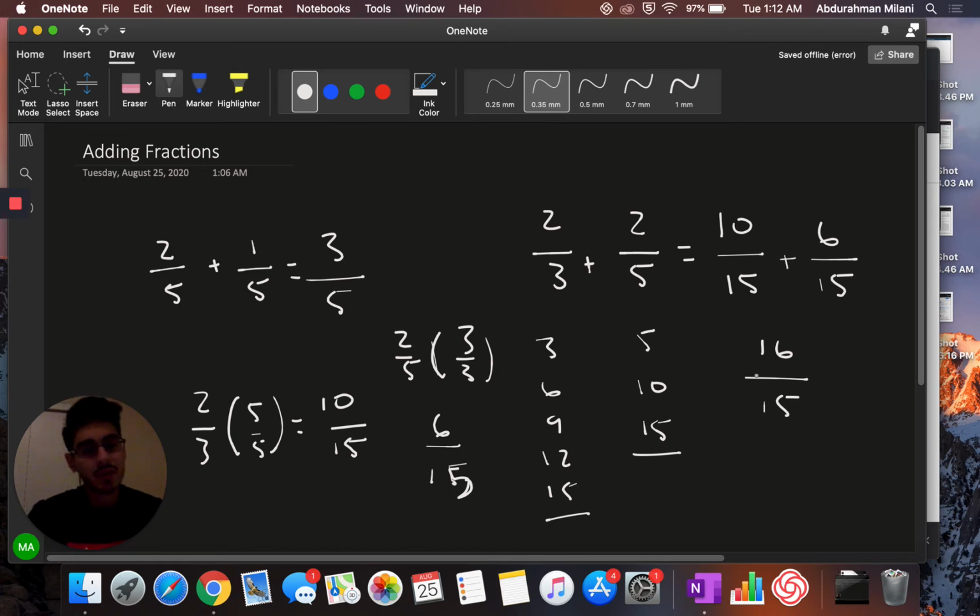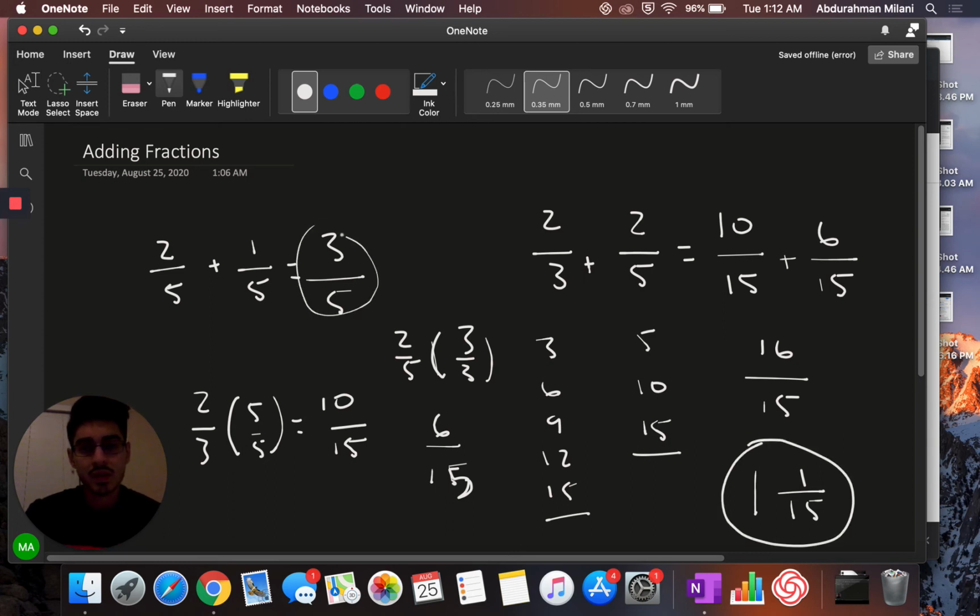But we can't leave it like that. It's an improper fraction. So we need to go ahead and reduce that down and fix it up. And we get 1 and 1 over 15. 15 times 1 is 15, plus 1 gets us 16. So that would be the answer for that one.